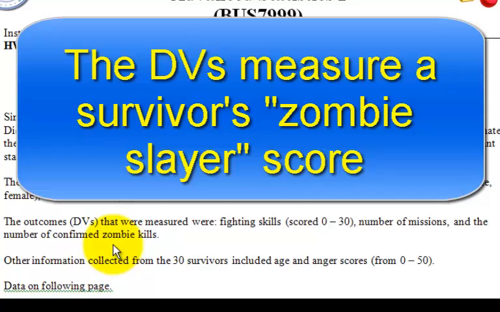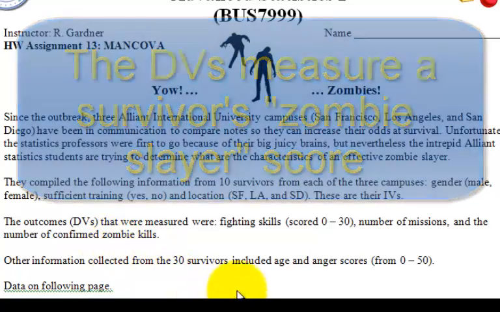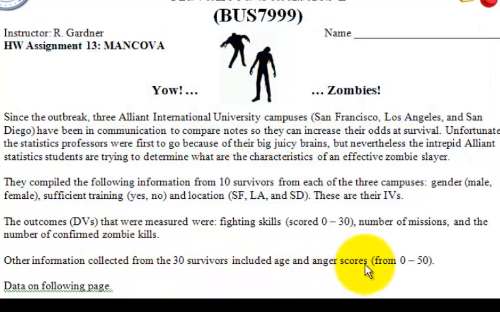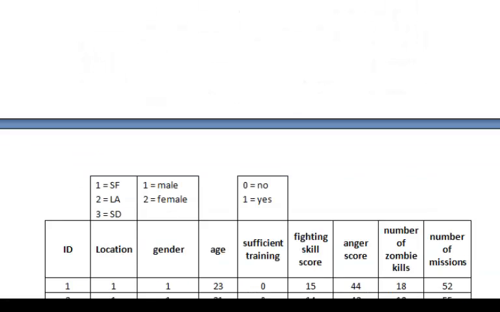Other information that was collected was their age and their anger scores, with 0 being completely at peace, and 50 being as angry as a person can get. I can't think of something funny there. But here we go. Didn't scare you, did it?